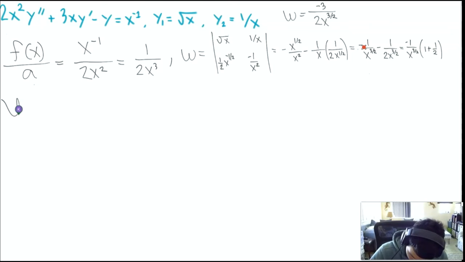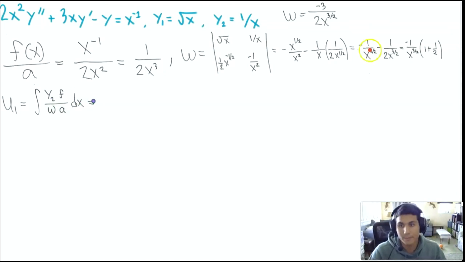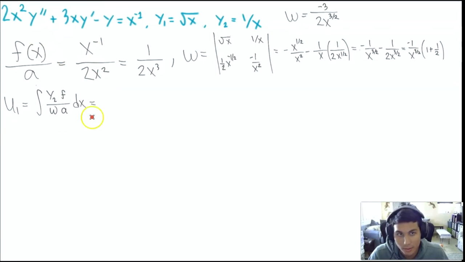Okay, u1, oh, that's way too big, and that's messy. Okay, u1 is equal to the integral of y2 times f, all divided by w and divided by a, dx. Okay, what is y2? One second, let me expand this. There we go. What is y2? y2 is right here.